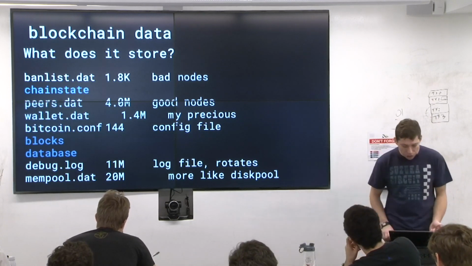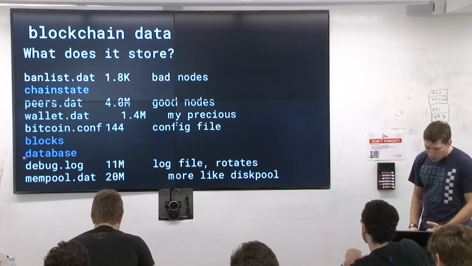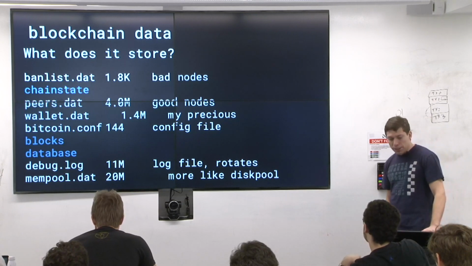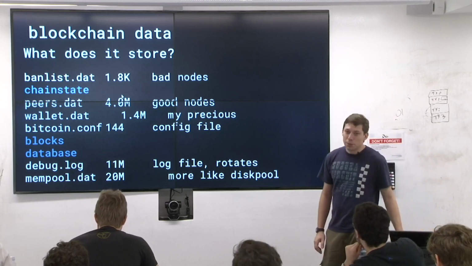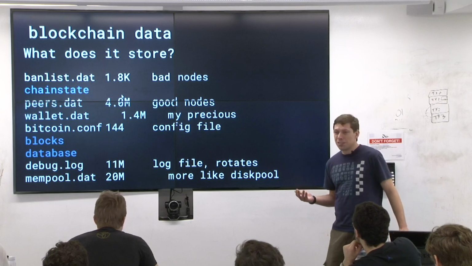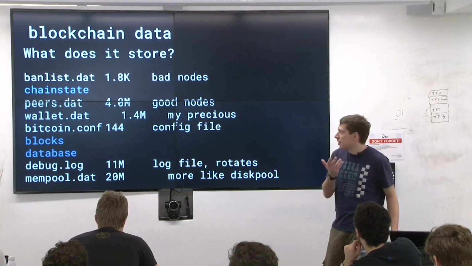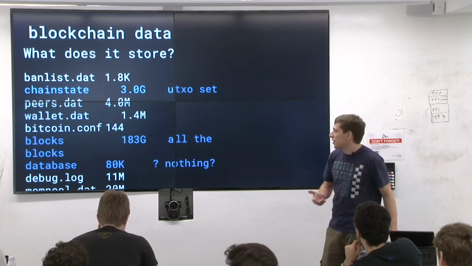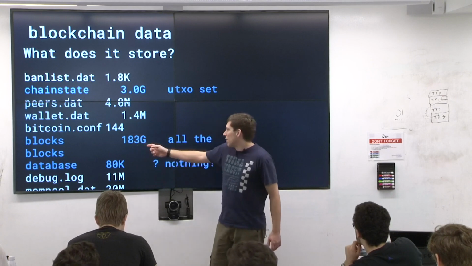Okay, makes sense. So now the folders: chainstate, blocks, and database. Any guesses on how big these things are, based on previous slides? So how big is chainstate, for example? Guess? 3 gig, okay, yeah, 3 gigs. Right, this is the UTXO set, 3-ish gigs. This is all the blocks.